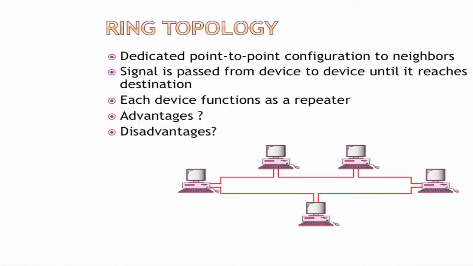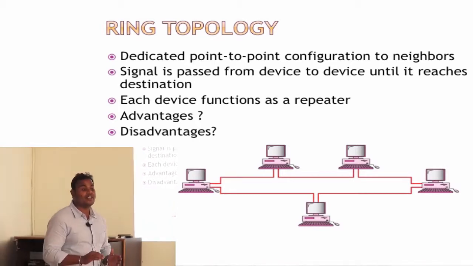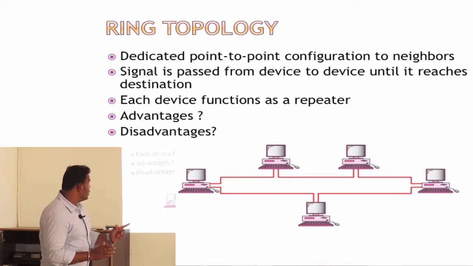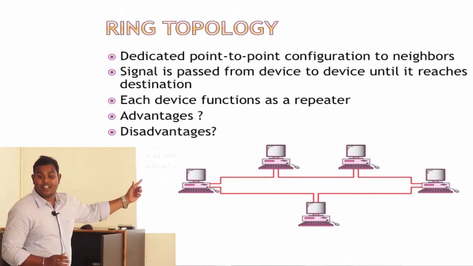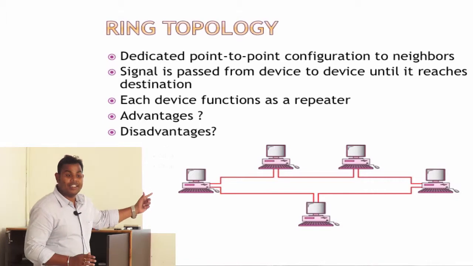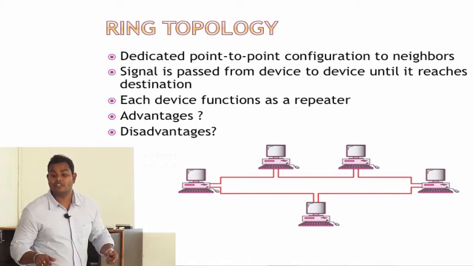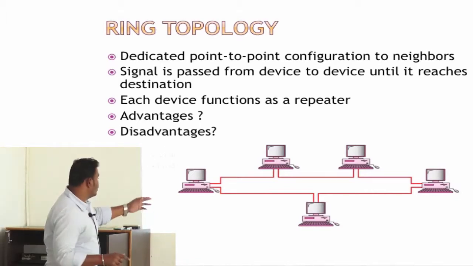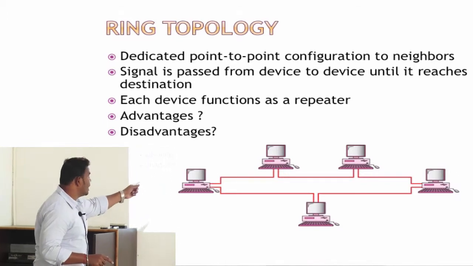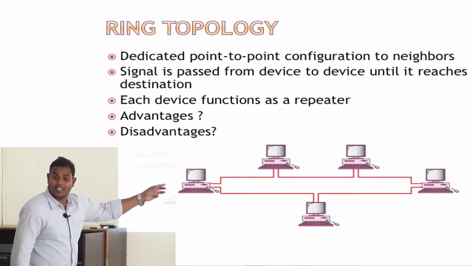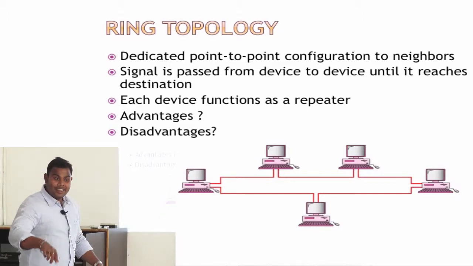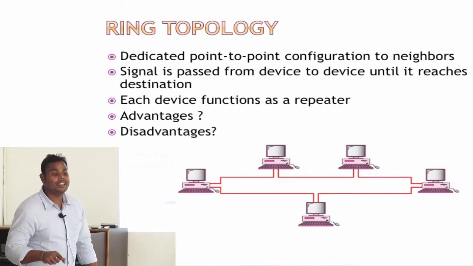Then the last type of fundamental topology is your ring topology. Why is the name ring? Because the computers or the nodes are organized in a ring manner. What is the ring manner? Now every computer has to connect with its neighbor. So this computer will connect to this and this. Then the second computer connects to its neighbor. So in this way they form a ring.